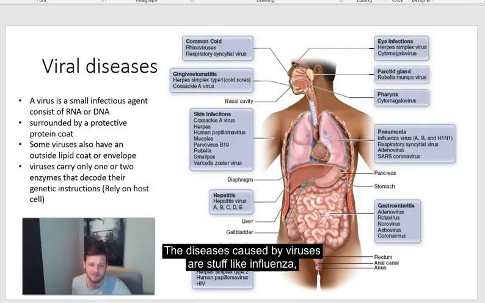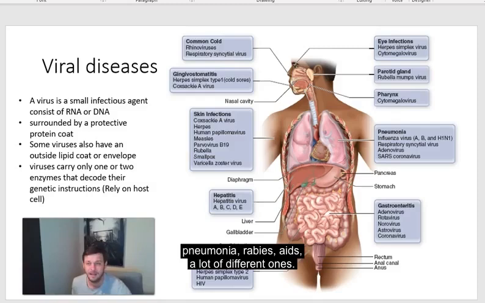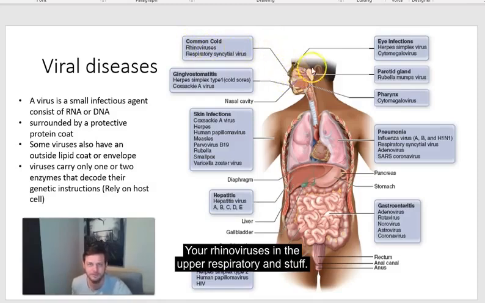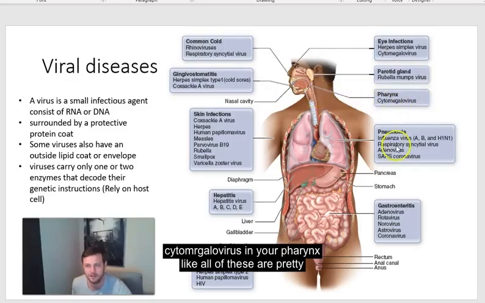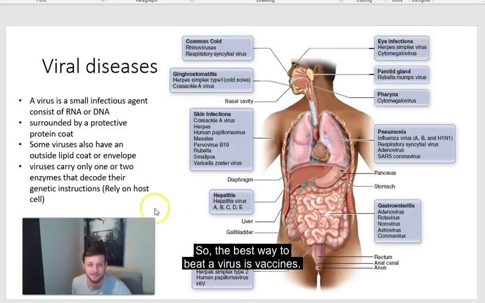The diseases caused by viruses are stuff like influenza, chickenpox, cold sores, mononucleosis, pneumonia, rabies, AIDS, a lot of different ones. And they're very specific for where they attack, like your rhinoviruses and the upper respiratory stuff, eye infections, your parotid glands getting mumps, cytomegalovirus in your pharynx. All these are pretty specific for what they're doing. Rotavirus, coronavirus on the GI tract. We know that coronavirus can also attack the lungs, right?